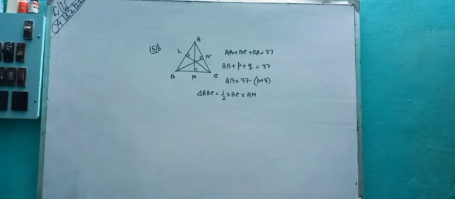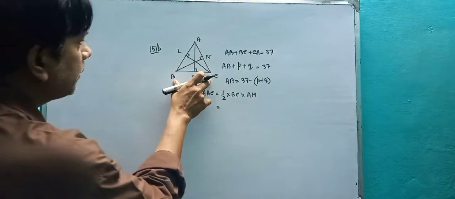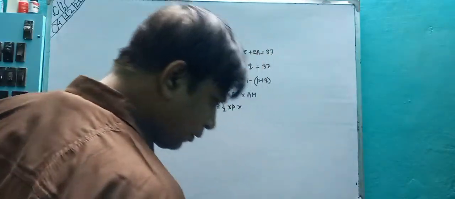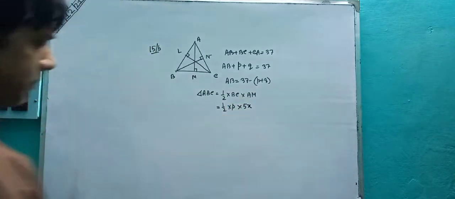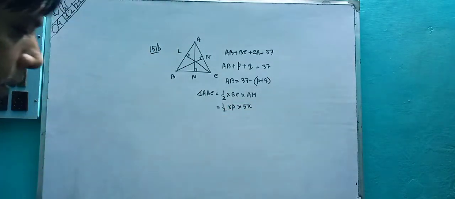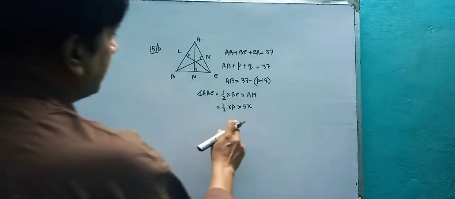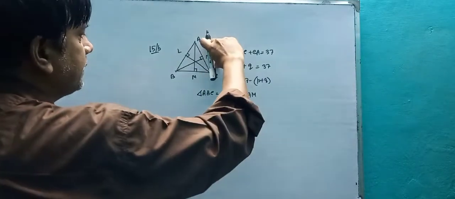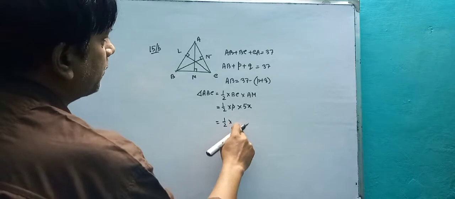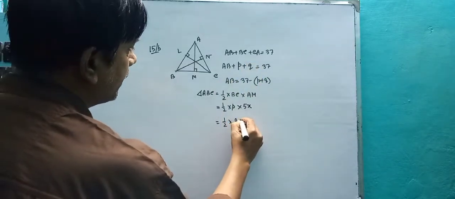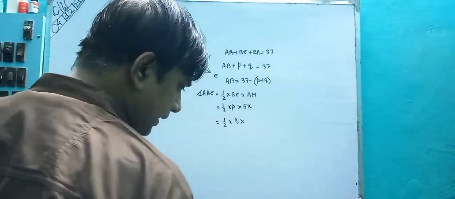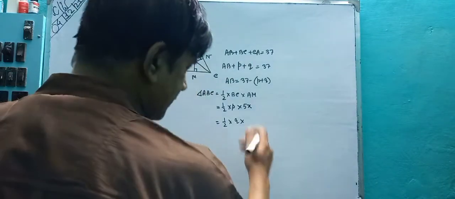Now BC is P. AM valuation is given there. From the question I can get the valuation 5x. In the same way, we can write half of AC, and AC value is Q, into the valuation of BN, which is 6x.